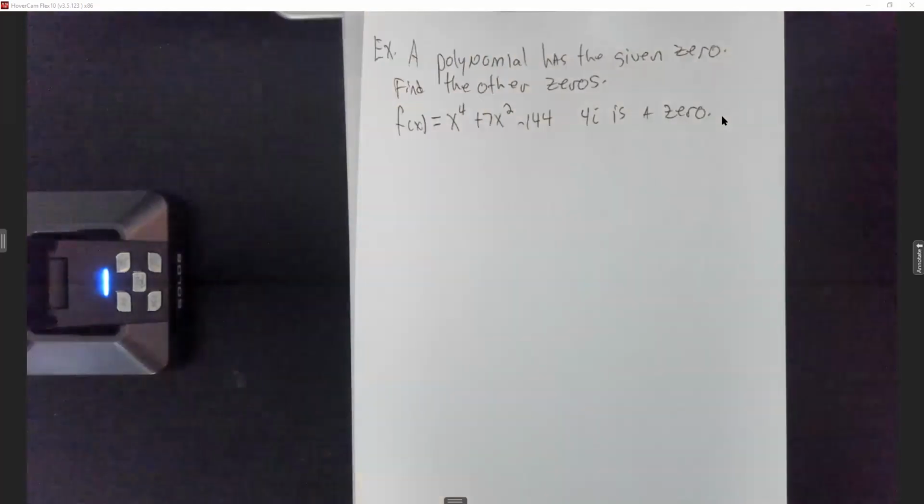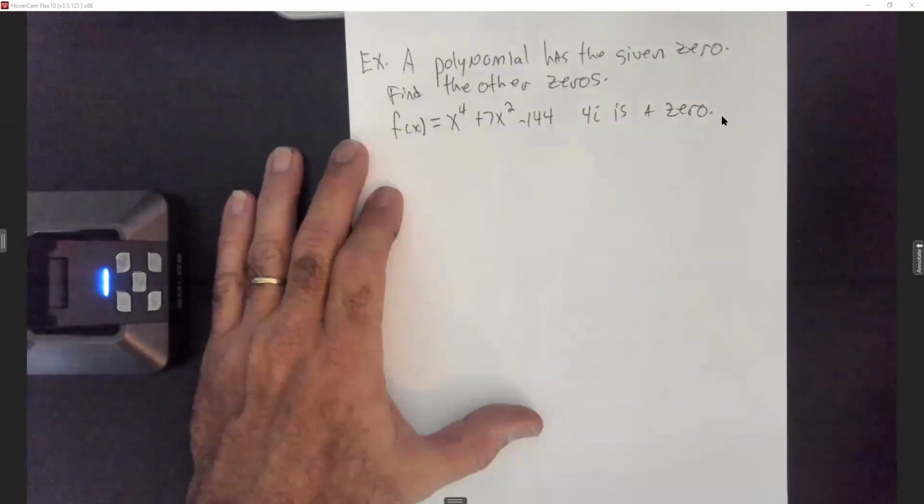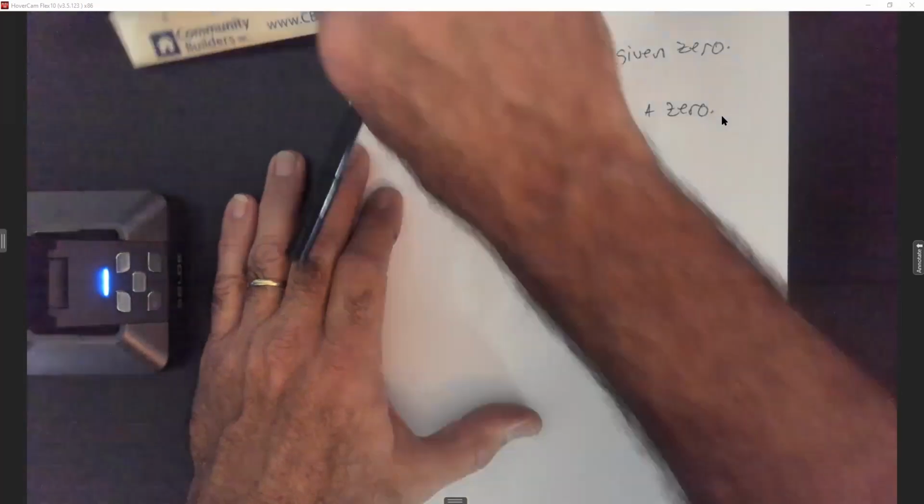I think I write too hard on my paper so it starts wanting to fold. So let me put a holder over here. All righty.